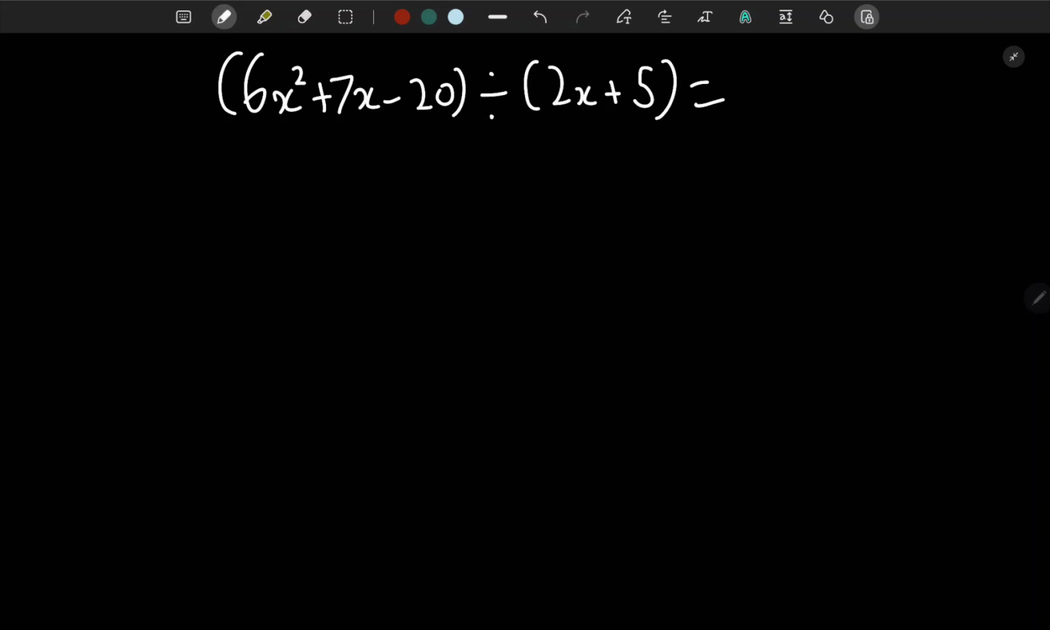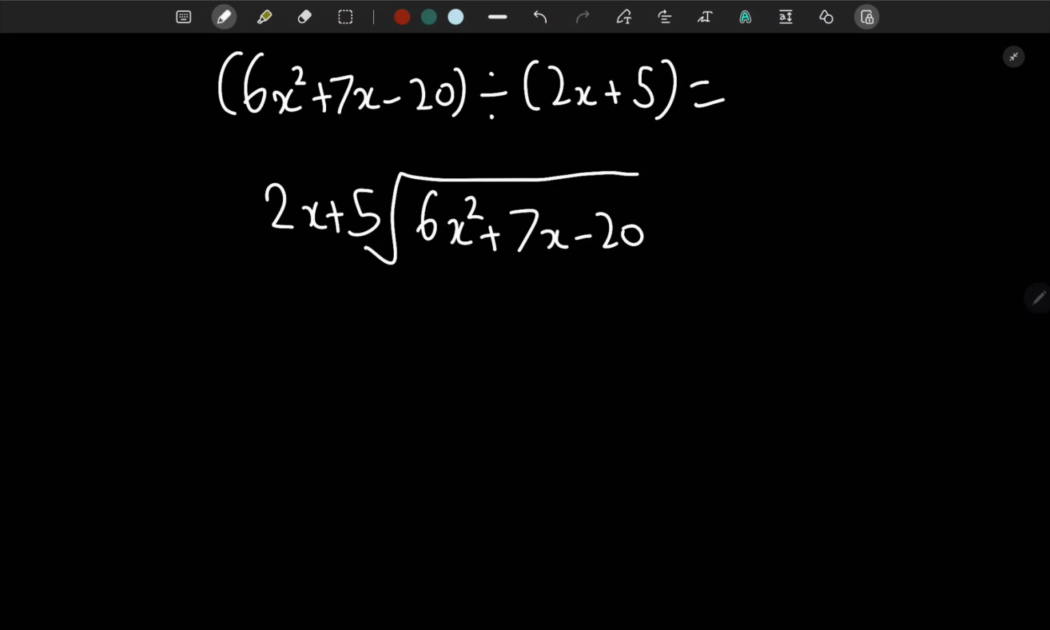It's always best to pause the video and try to do this yourself. Just see where you get stuck and see your mistakes. So let's start doing this then. Let's start with 6x squared divided by 2x. That's going to give us 3x. And when you're multiplying it again, you're always going to get this first element back. So that's a way that you know you're going on the right track.